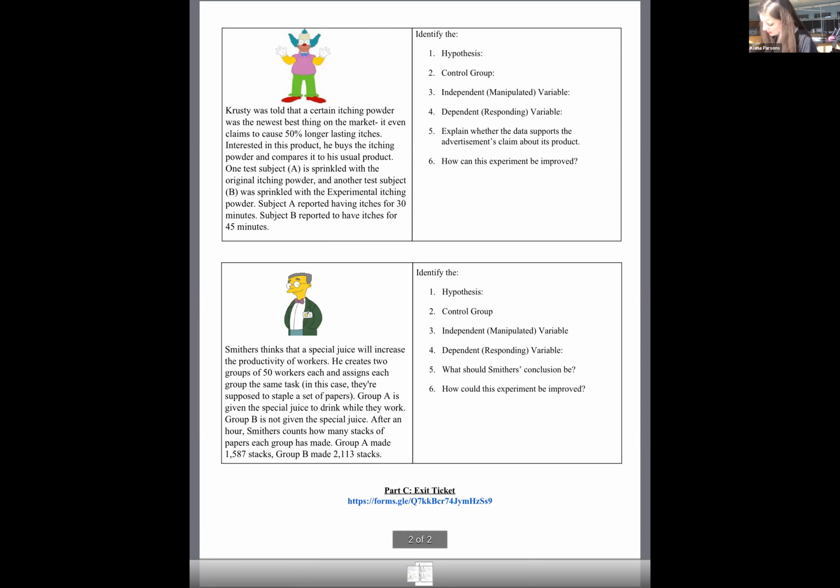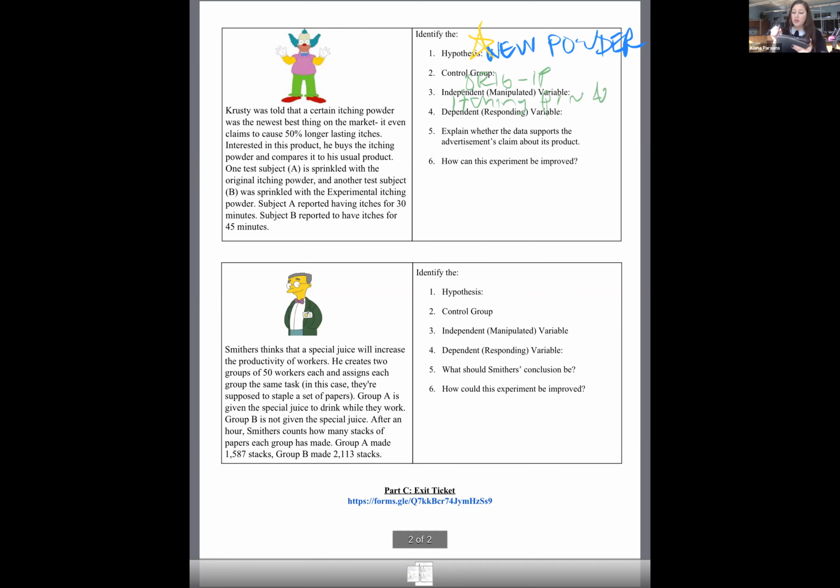His hypothesis is that this new itching powder is going to make people very itchy. This new itching powder is the best. The control group is group or subject A, sprinkled with the original itching powder. The independent manipulated variable is the itching powder.